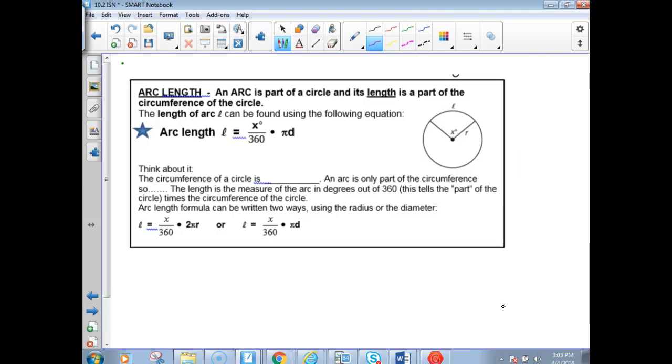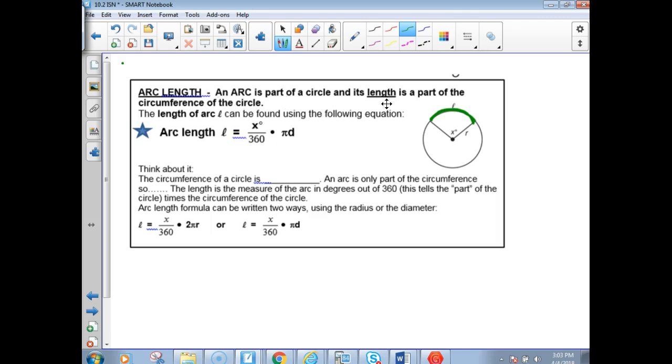All right, now we're going to talk about arc length. Now this is different than arc measure. Arc measure has to do with the central angle. This measure of that arc is equal to the central angle. But now I want to figure out how actually long this is. Meaning how many inches long, how many feet long, whatever the units are. Right?